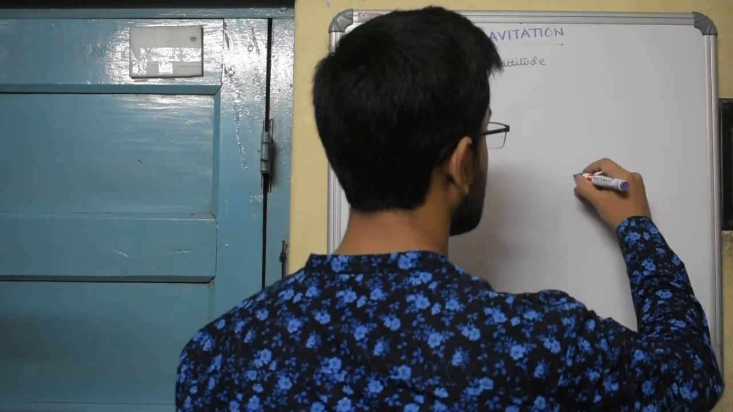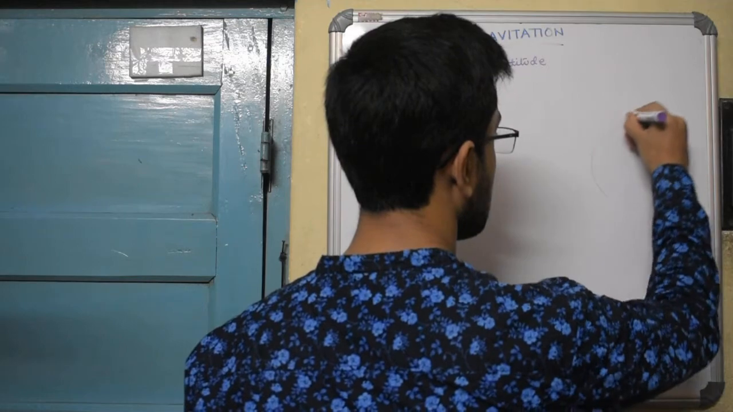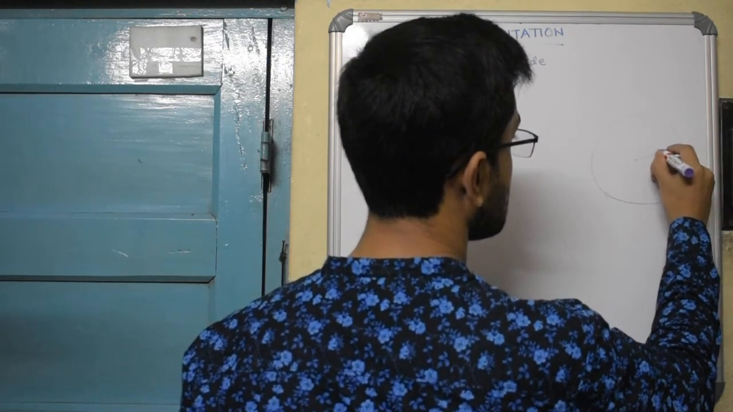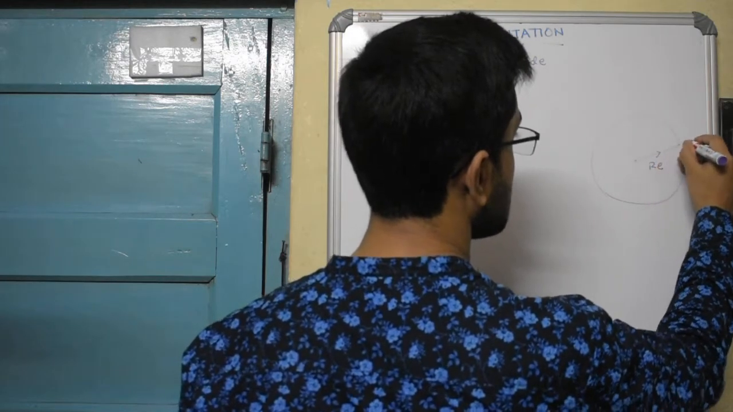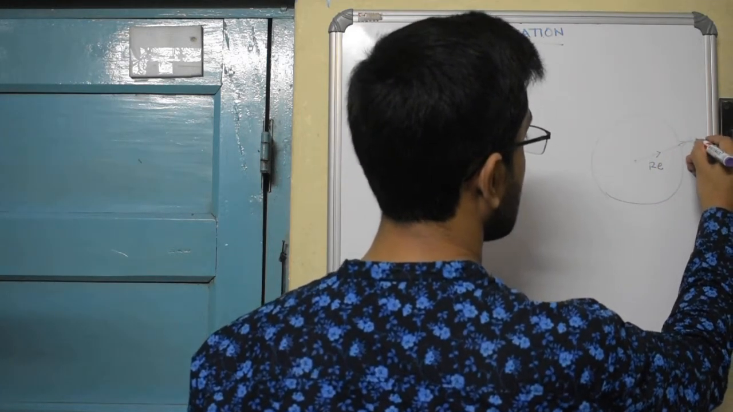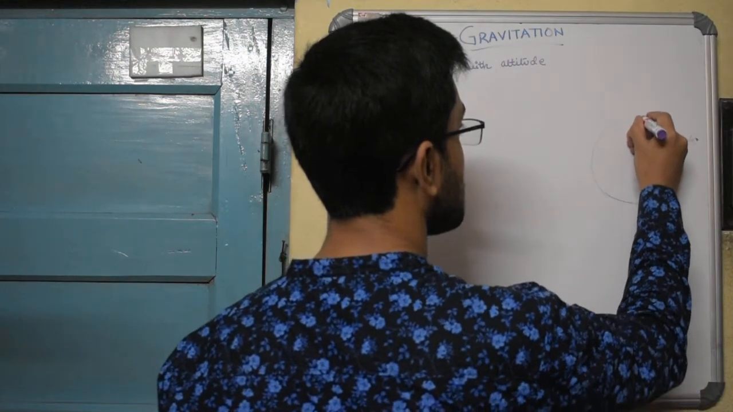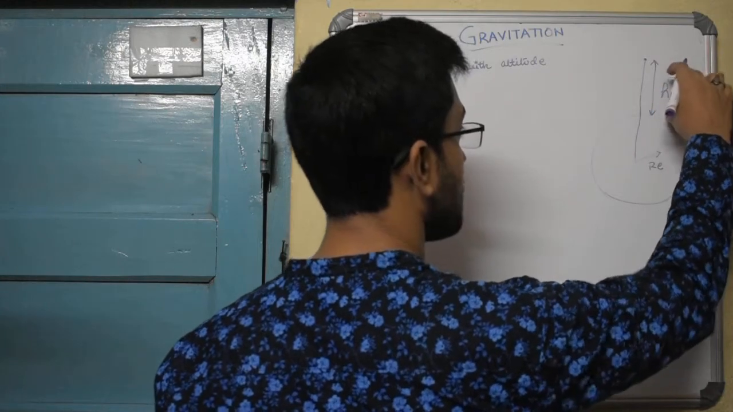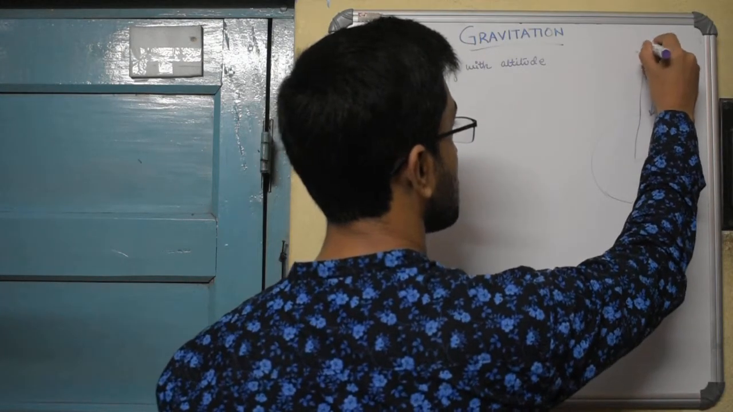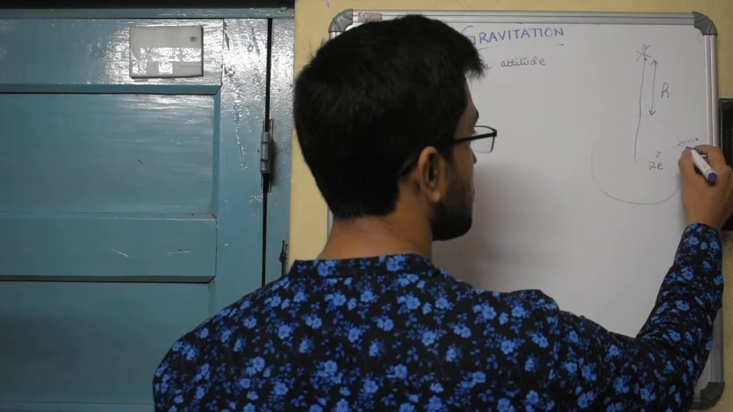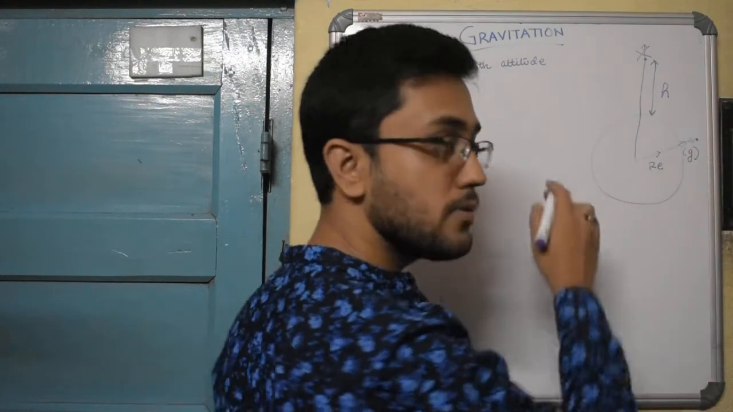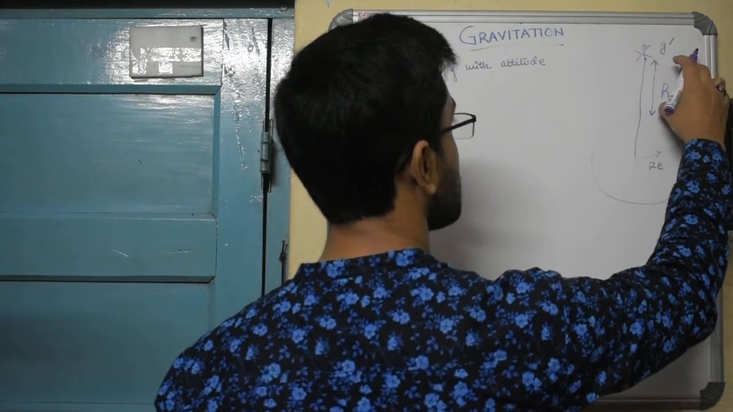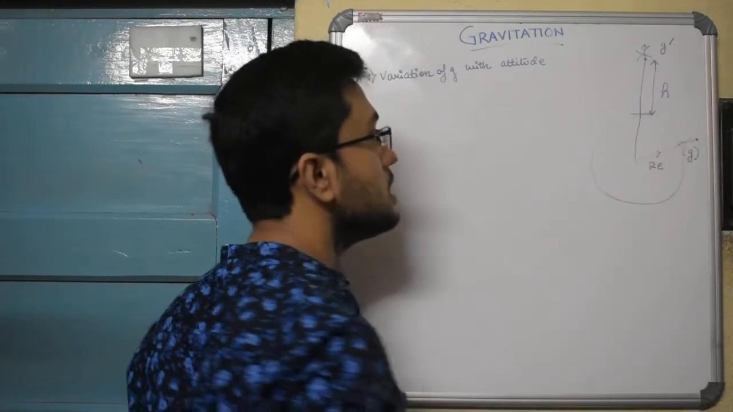So suppose this is our earth and this is the radius of earth RE. So in one case you are standing here at the radius of earth, and in the other case you are standing here, which is at a height h above the surface of earth. The acceleration due to gravity that you feel when you are on the surface of earth is say g, and the acceleration due to gravity you feel when you are at a height h above the surface of earth, say that be g dash.